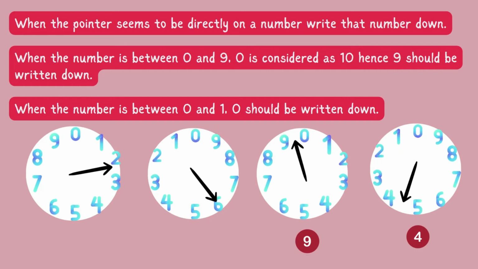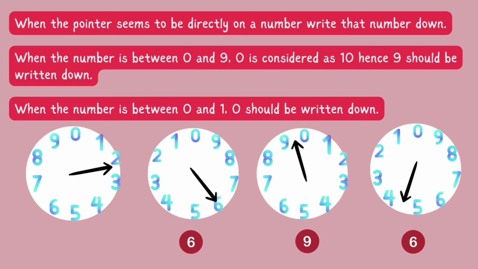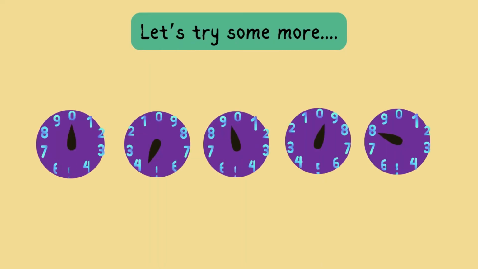Right, so the next number will be 9 because it's between 9 and 0, where 0 is seen as 10. Then the next number will be 6 because the hand is directly on number 6. And then the next number will be 2 because the hand is in between 2 and 3, so you would write the lower number down. Let's try some more. Look at the exercise carefully.